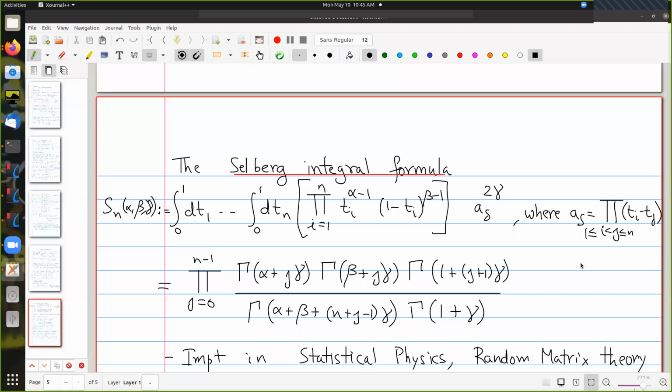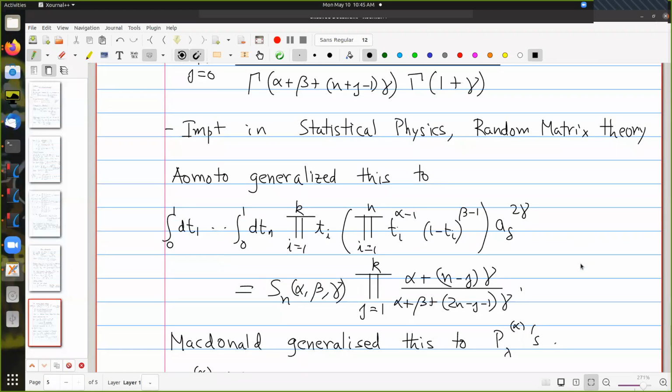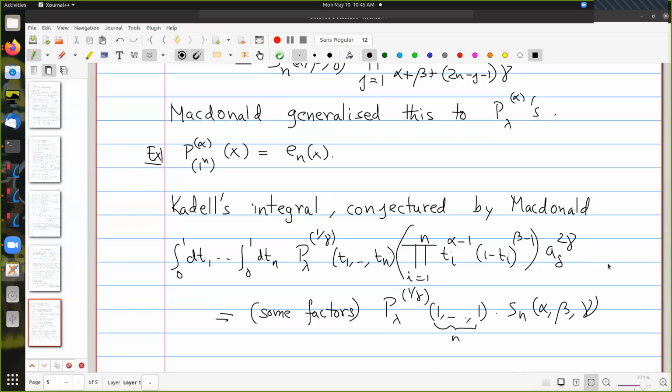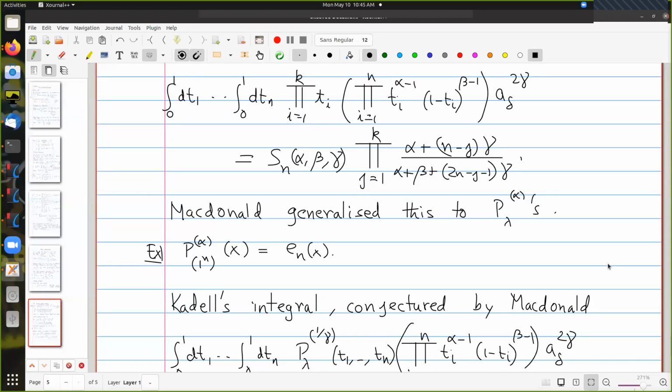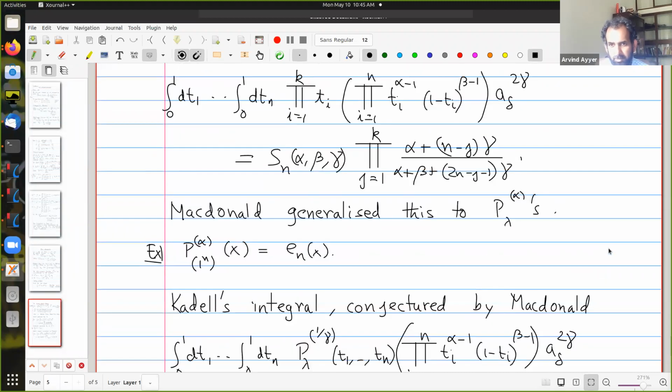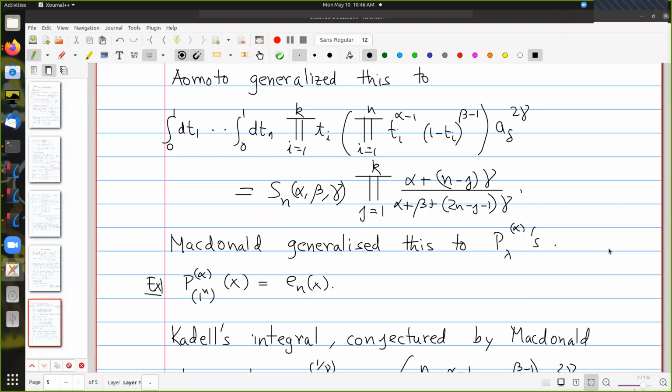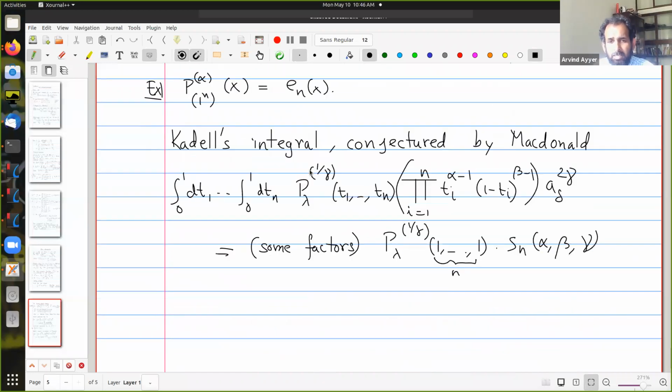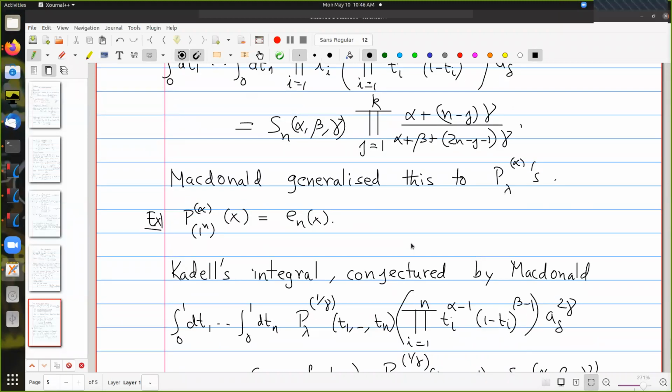Okay, and then the very last thing. So in Aomoto's generalization, on the right hand side there's that product, and then there is another product, which is that thing here. And so Sn occurs in the Kadell integral as well. Yes. And the other product that you added on is part of these explicit terms. That is what this will degenerate to. So the extra factors times the p lambda 1 over gamma will degenerate to this product.